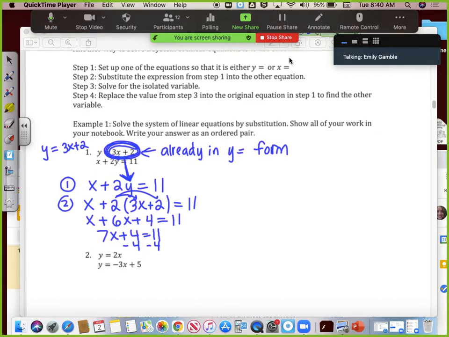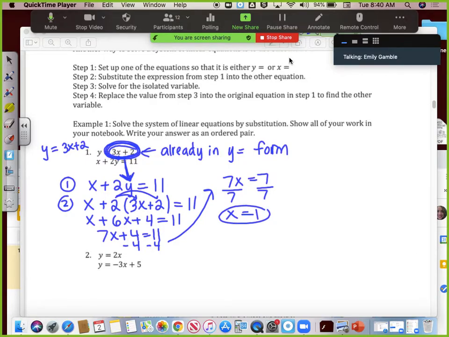11 minus 4 is 7. I'll finish my work up here. This will say 7x is equal to 7. And this one's going to work out nicely, which these are going to be developed so that they do. You divide everything by 7, and you're going to get x is equal to 1.